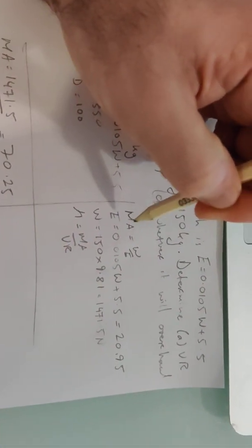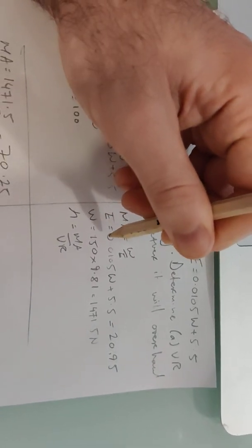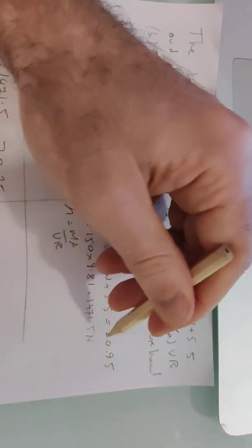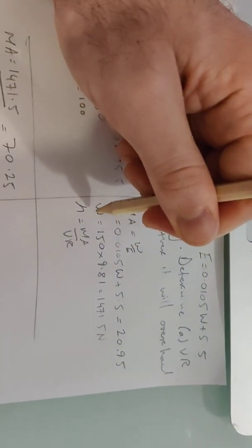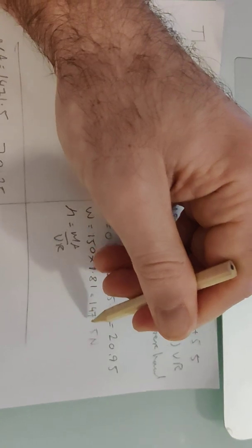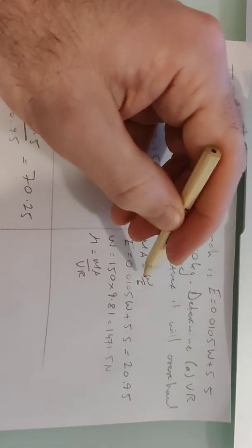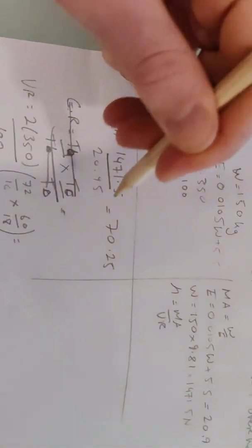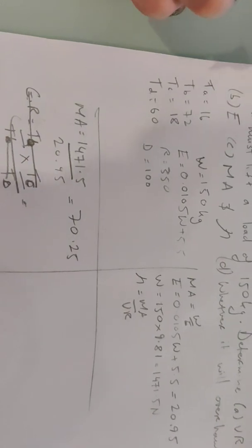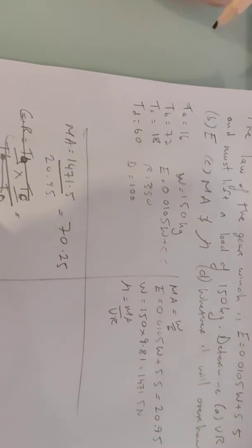I know that my formula for mechanical advantage is load over effort. I know that the formula for effort, given to me by the law of the machine, is this here. If I calculate my load, which is 150 times 9.81, that gives me 1471.5, and if I input it in here, it gives me an effort of 20.95. Then my mechanical advantage, if I use that to calculate it, gives me 70.25. So that's a really good mechanical advantage. It means that I have to put in minimal effort to lift quite a large load.